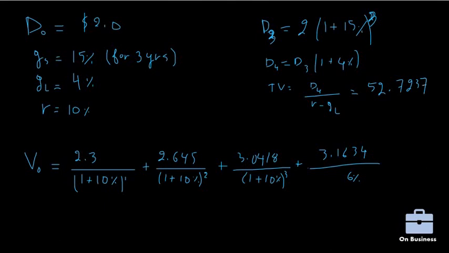But this would be the terminal value at t equals 3, so I have to discount it, and therefore I divide by 1.10, which is 1 plus 10%, to the power 3, and this would give me the present value of the terminal value. Finally, the sum of these will give me the value of the stock, the final one, and that would be $46.17.